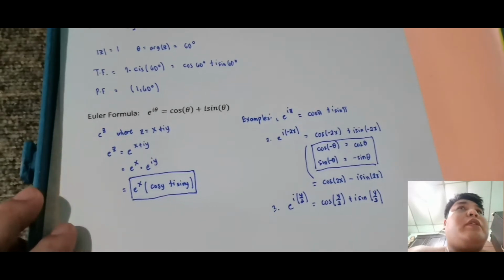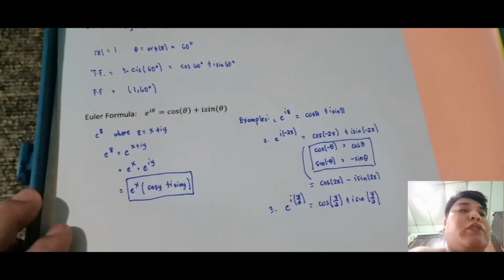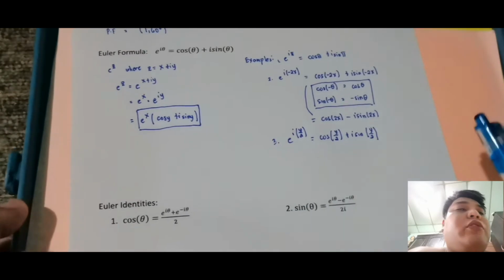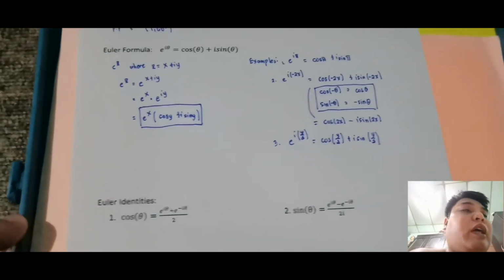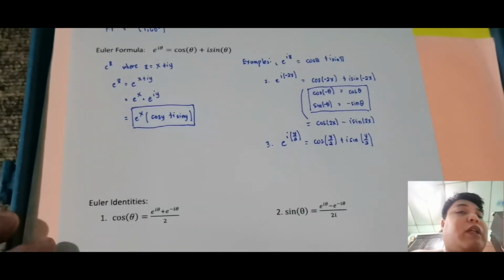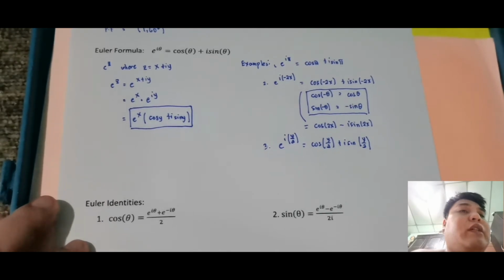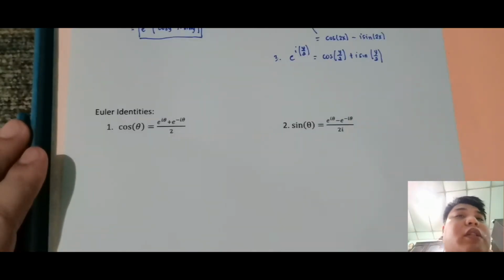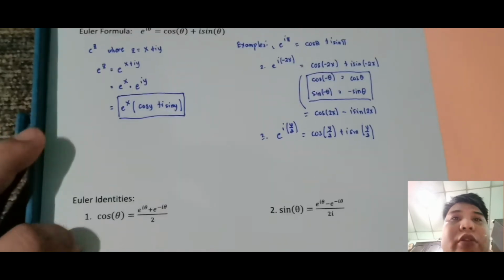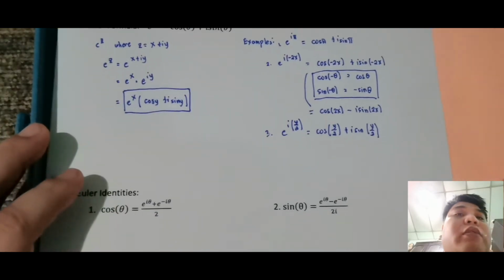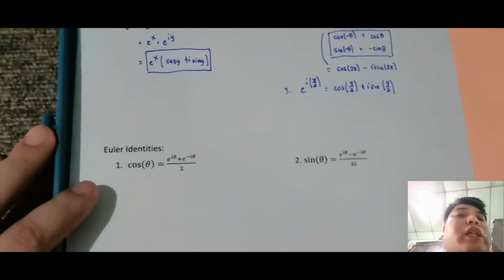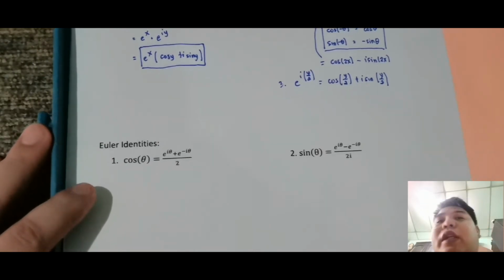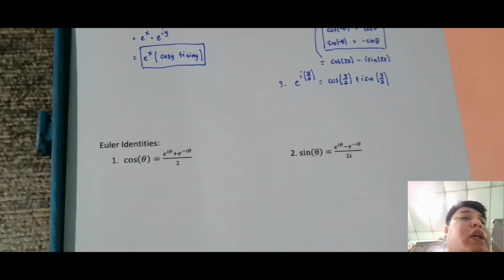Ngayon, gamit si Euler's formula, nakaderive daw sila ng dalawa. So, yun si Euler's identity. Okay? So, gagawin natin yung Euler's formula, i-derive natin yung Euler's identity. Okay, so next is i-derive natin yung Euler's identity using yung Euler's formula. Okay, so sabi nung Euler's identity number 1, cosine theta is equal to e raised to I theta plus e raised to negative I theta all over 2. Then, sin theta is equal to e raised to I theta minus e raised to negative I theta all over 2i. Okay, so unahin natin itong 1.